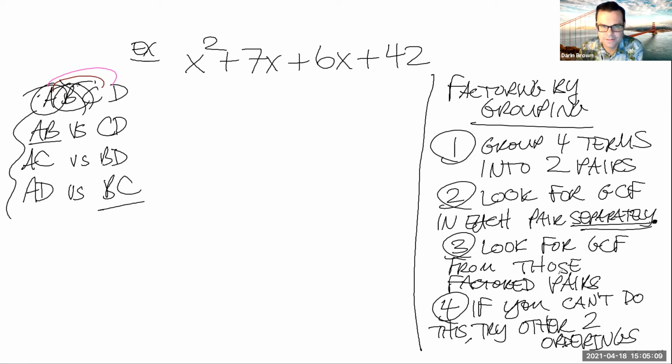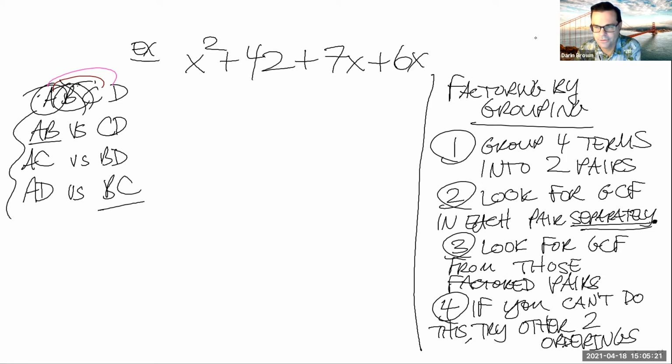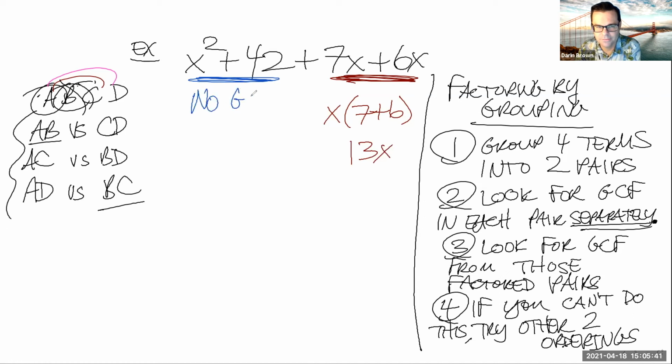So an example here would be, let's say that instead of this, let's say that I put it this way: x squared plus 42 plus 7x plus 6x. Now, let me show you, if I try and do factoring by grouping this way, what's going to happen? So I look at the first 2, look at the second 2. These 2, yeah, okay, I can factor out an x, 7 plus 6. These just combine to make 13x. But these 2, there's no GCF. Or maybe a better way to say it would be the GCF is 1. So we can't really factor any GCF out of these.